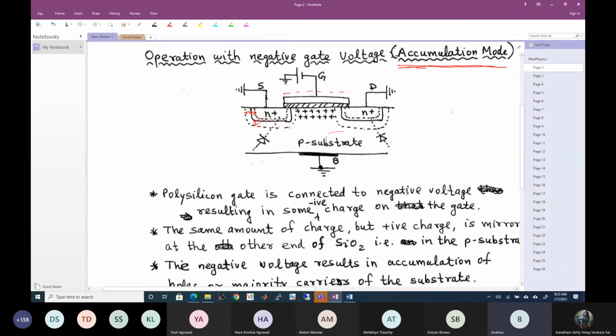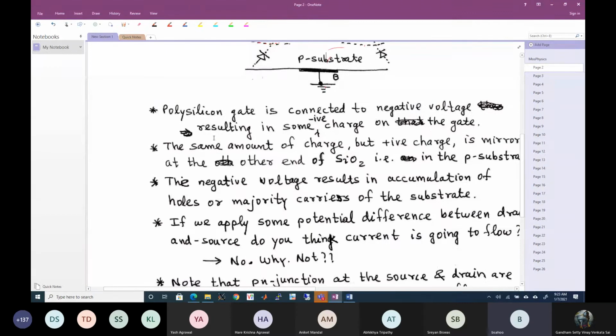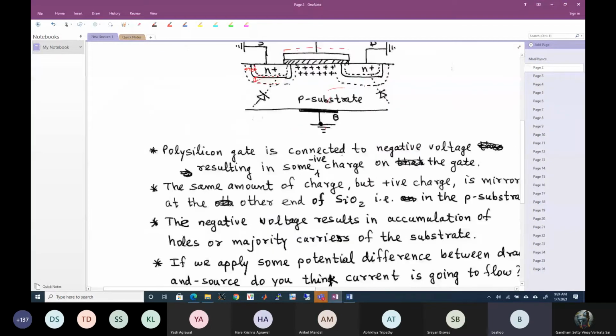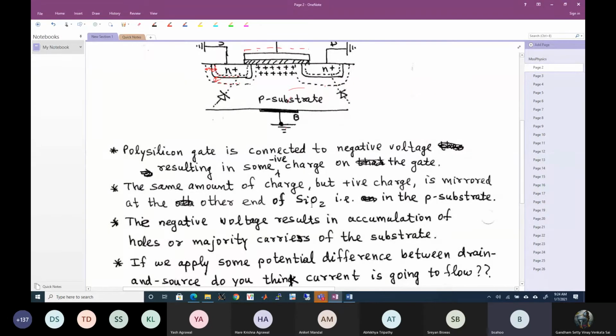That is what is written here. I have written here that the polysilicon gate is connected to a negative voltage, resulting in some negative charge on the gate. So that's what I said, there is negative charge on the gate. The same amount of charge, but positive, is mirrored at the other end of the SiO2, that is, in the P substrate. So the positive charge is mirrored over here. The negative voltage results in accumulation of holes, the majority carriers of the substrate.